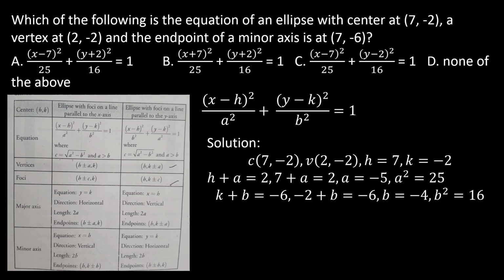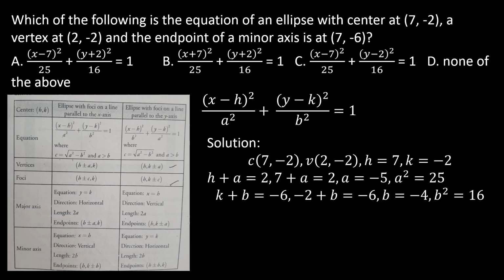While k plus b comes from the endpoints of the minor axis. The value of the endpoint of the minor axis corresponds to y, since the coordinates are x and y. We have (7, negative 6), so we use negative 6 because that is the value of y. So k plus b is equal to negative 6, and our value of k is negative 2. Simplifying, we get b is equal to negative 4, then b squared is equal to positive 16.